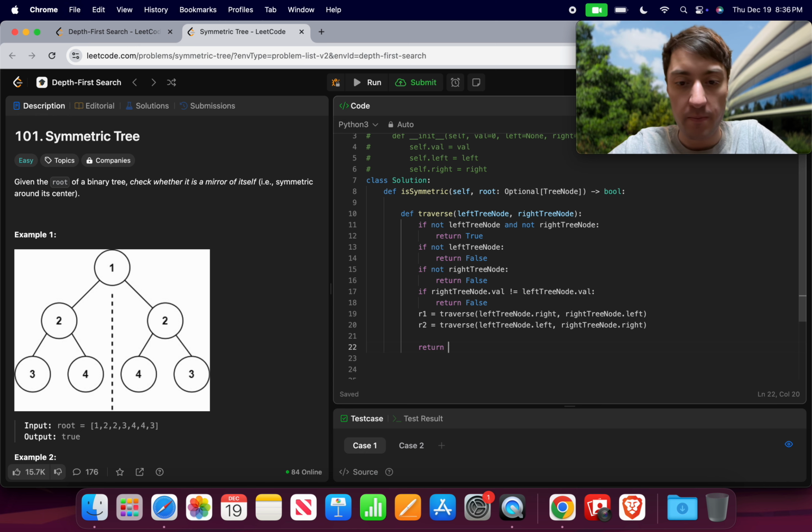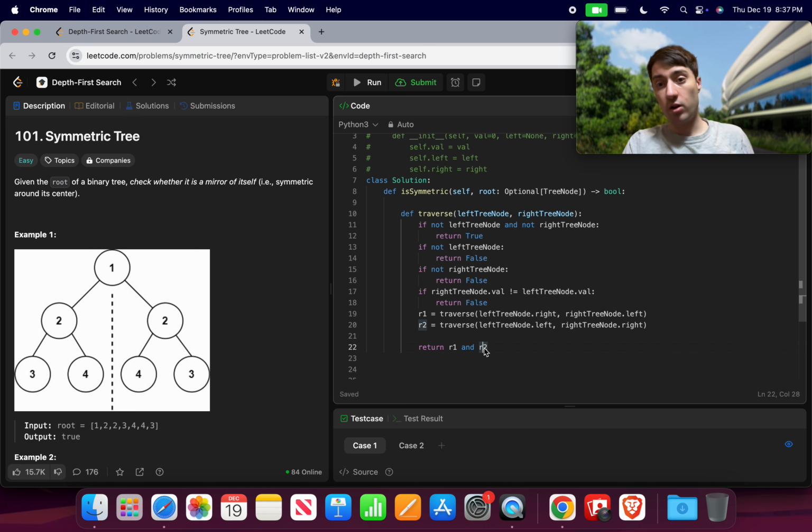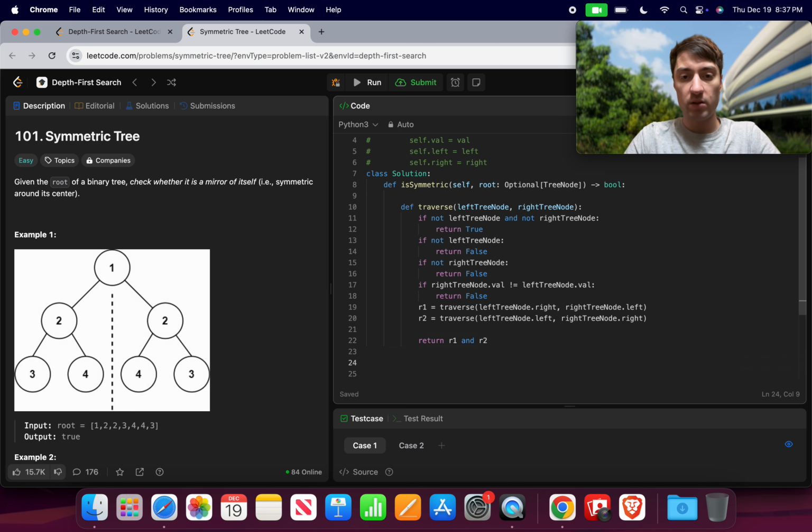Okay, so return R1 and R2. So if either one of these is false, it's going to return a false. If both of them are false, it's going to return a false. This statement is only going to be true if both R1 and R2 indeed are true. Okay, so now actually using the function.